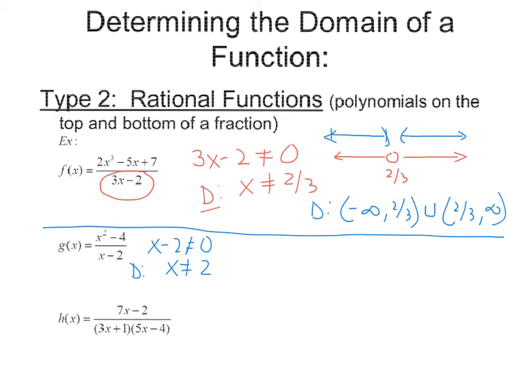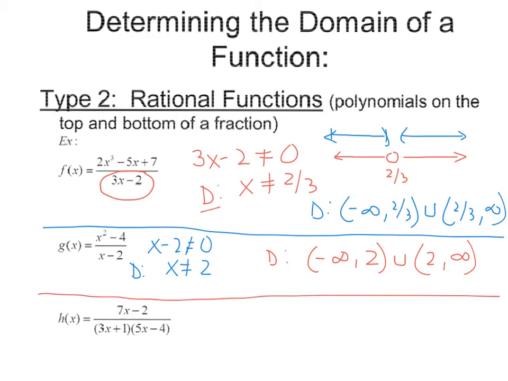Once again, if I put that on the number line, it looks similar to above. So my domain is going to be from negative infinity to 2. I'm going to skip the 2, and I'm going to go from 2 to infinity. So all real numbers except 2.